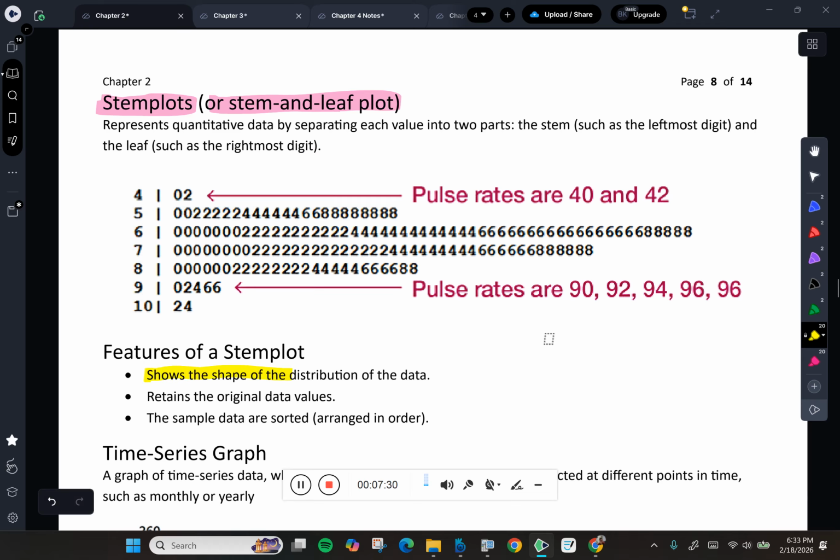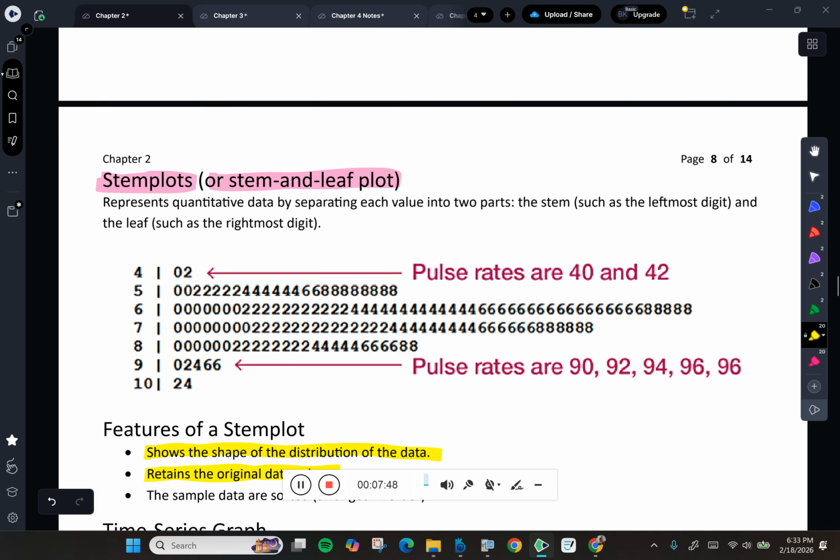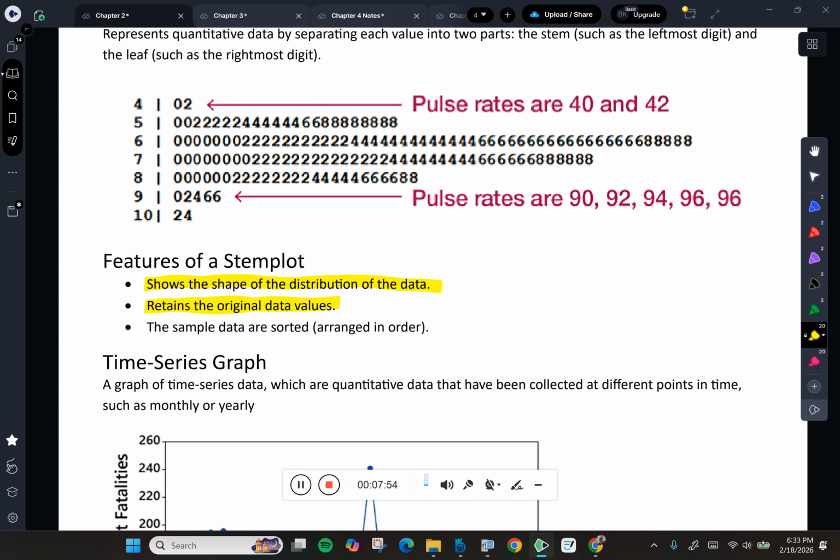Well, stem plots do show the shape of the distribution. You can see that there's a peak right here, a lot of 60s. It's a little bit less here and a little bit less there. So it's kind of a little bit peaky, but it's turned on its side, so it's a little harder to see. It retains all the original data values. You don't have to think about it. Up here, we had to look at the scale to try to figure it out. Down here, you can just read them right out of there. And the data are nicely sorted. So that's a good thing. Just another way to display data.